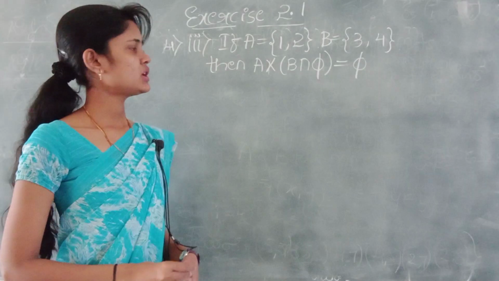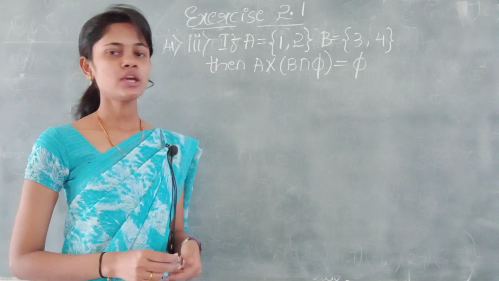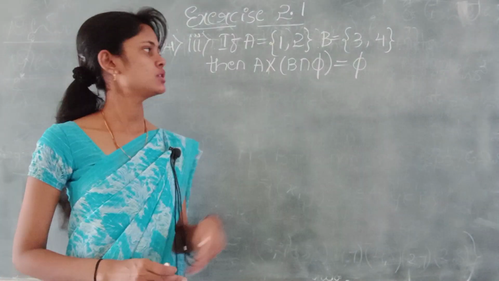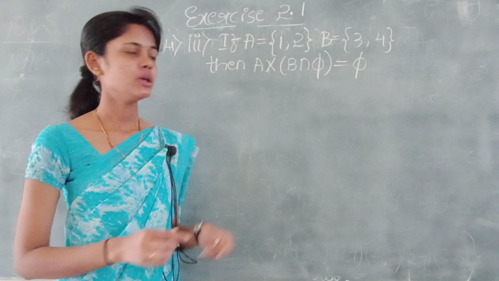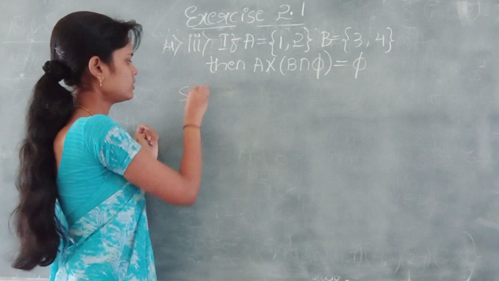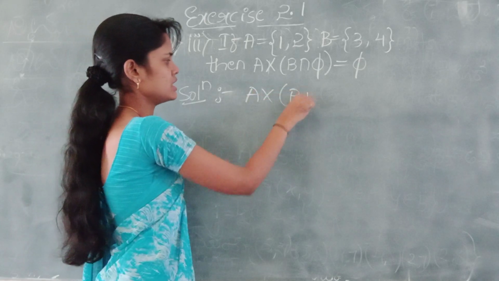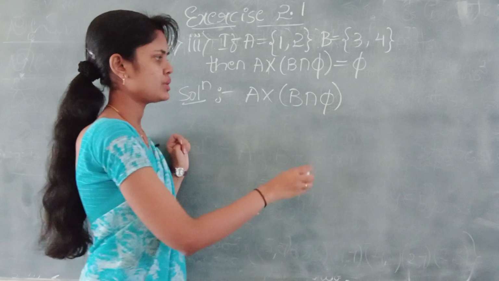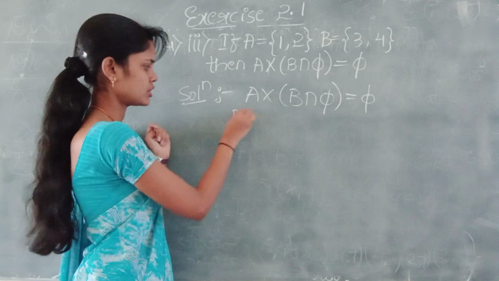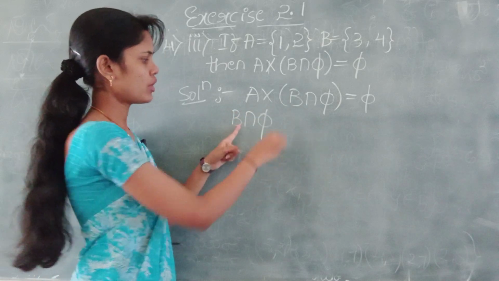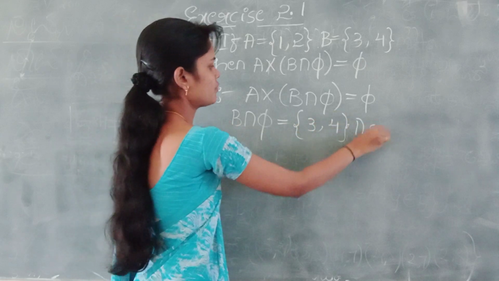Next example. If A is equals to {1, 2} and B is equals to {3, 4}, then (A cross B) intersection null set is equals to null set, or (A cross B) intersection phi is equals to phi. So let us check whether the given statement is true or false. So first we have to check this condition, that is (A cross B) intersection null set is equals to null set. Firstly let us check B intersection null set. So what is B? B is given as {3, 4}, intersection of null set.